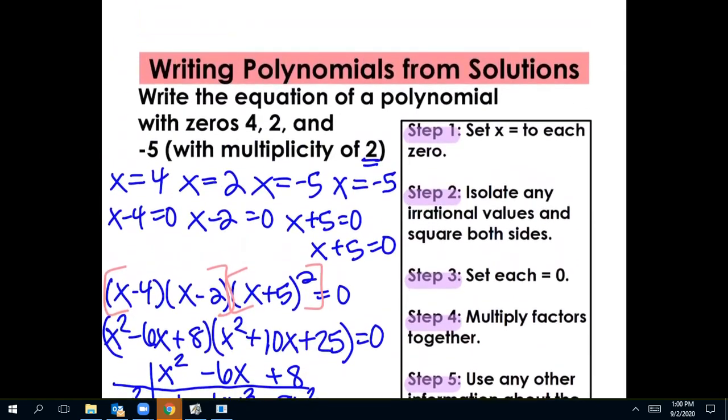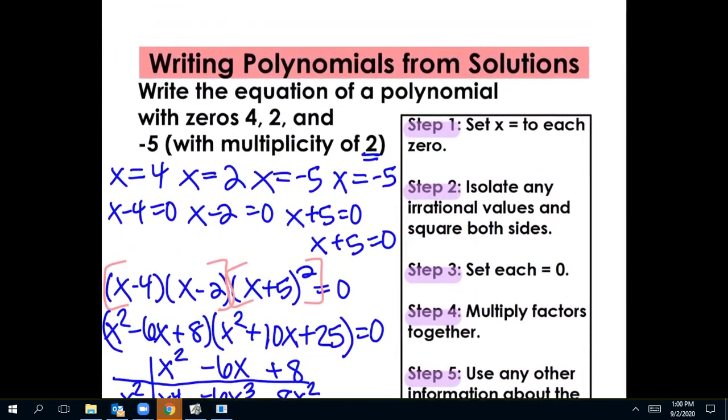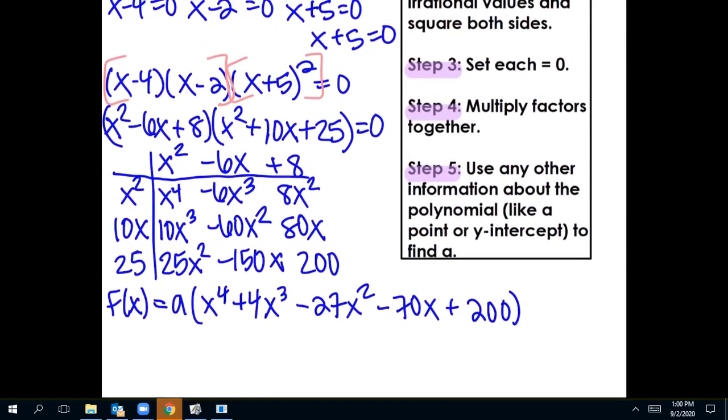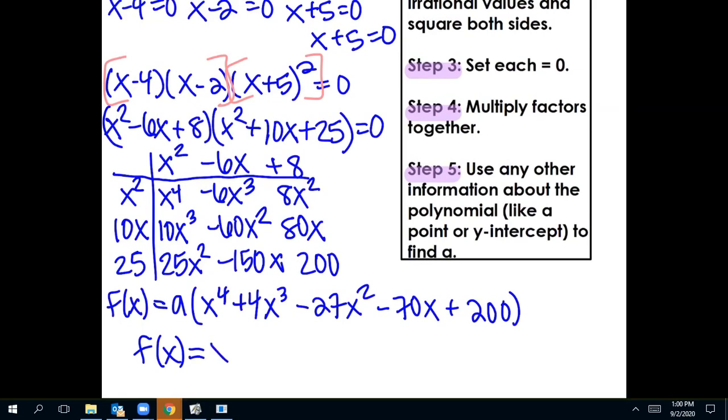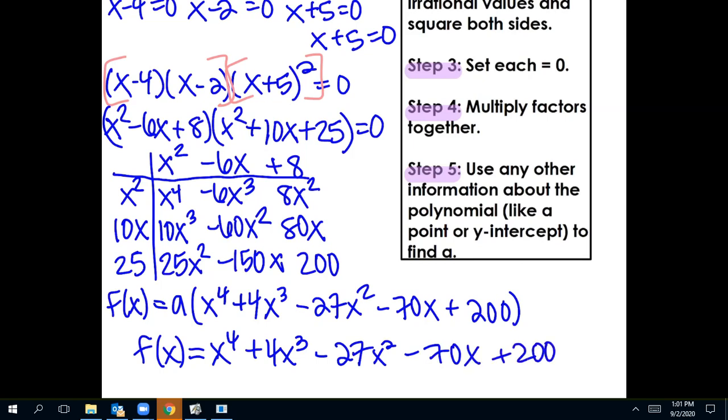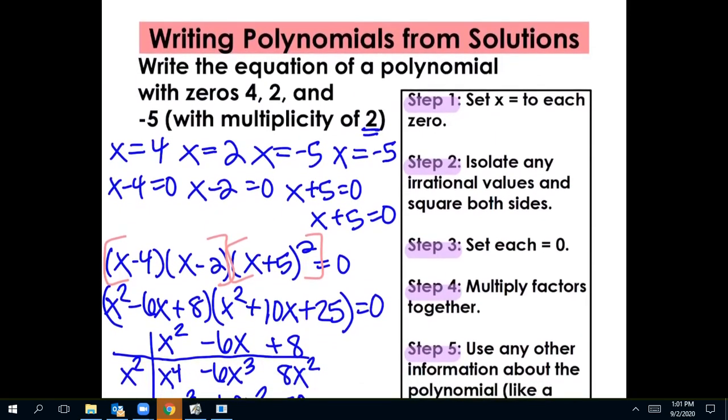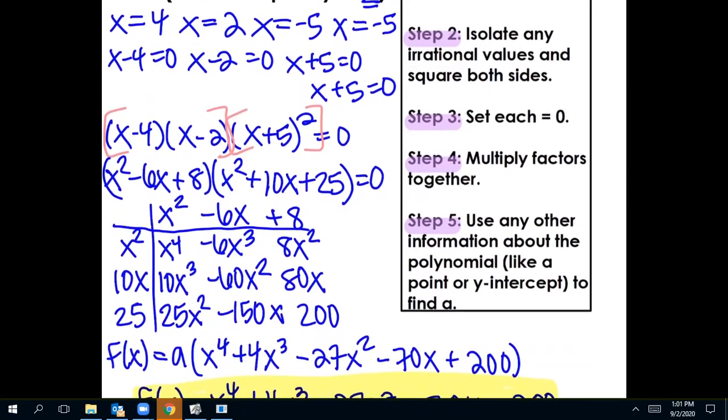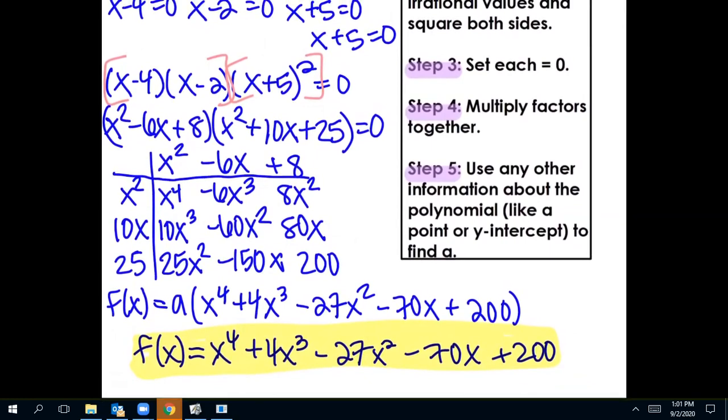If I look up here, there's no other information, which means that my final answer is just x to the 4th plus 4x cubed minus 27x squared minus 70x plus 200. All right, and that's it. So moving along to the next one. This one was, by the way, really similar to what we've already done, and then we just wanted to multiply it out at the end.